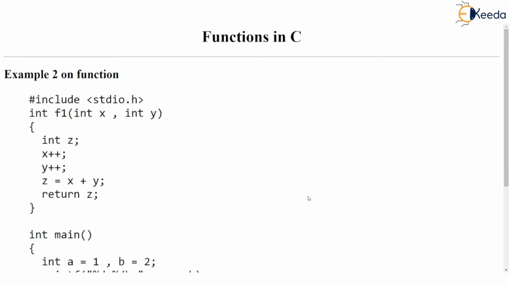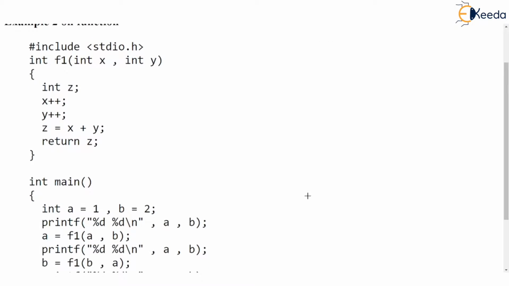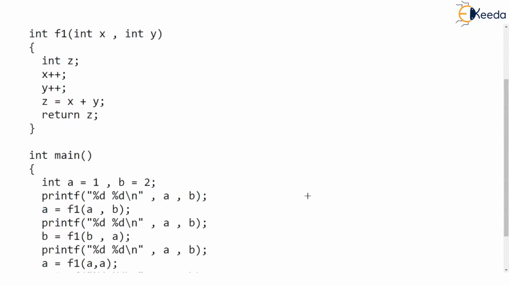Obviously, as I always mention, whenever you want to trace the output of the program, always trace it from main. Don't bother about what the function does. So let's see what main does. Main has two variables a and b.